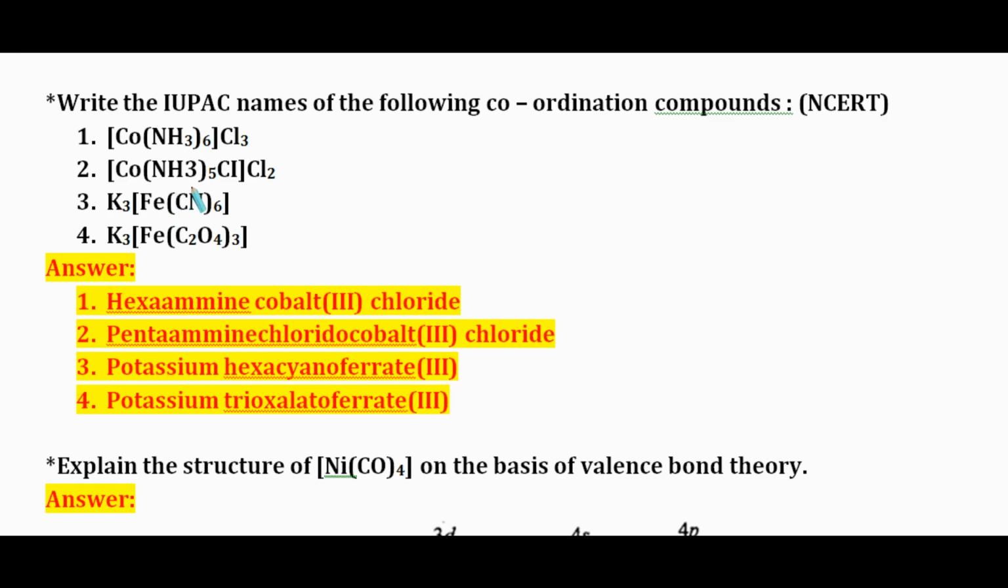Now, second, for this 5 है तो ये हो गया पेंटा. Next, NH3 is amine, Cl3 is chloride. Now Co is cobalt. There are three chlorine. Each chlorine has one negative charge. Thus, there are three negative charges, which is completed by cobalt. So, its oxidation state is 3 because NH3 is a neutral ligand.